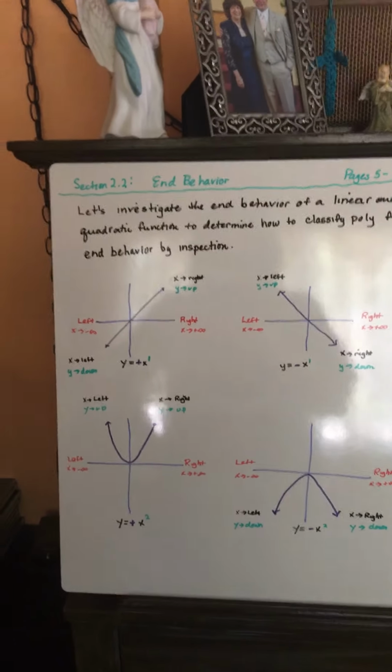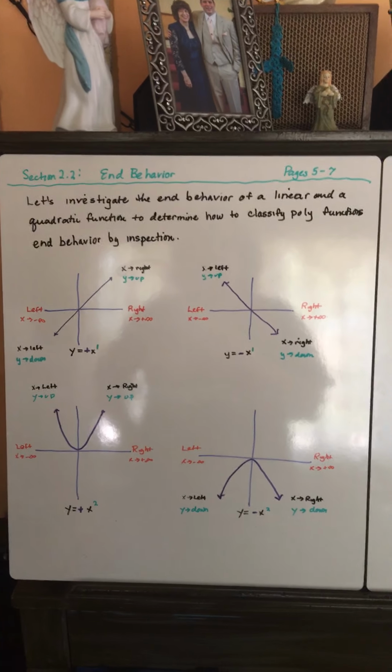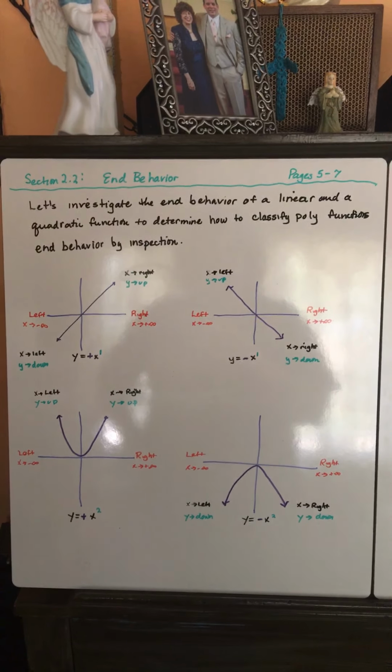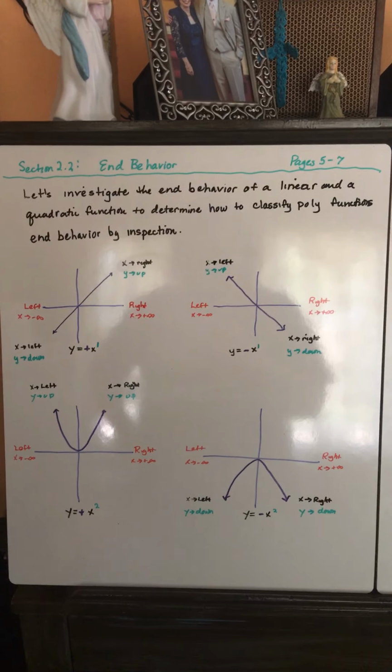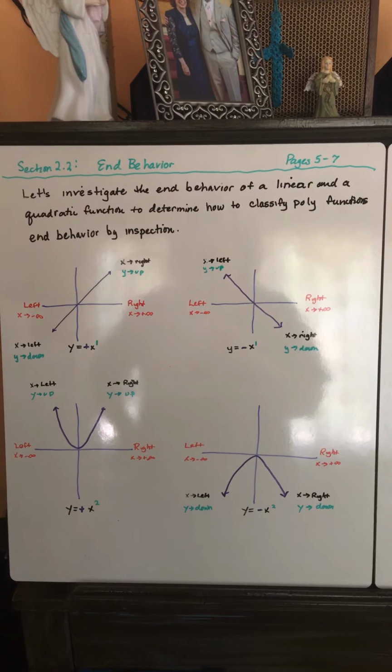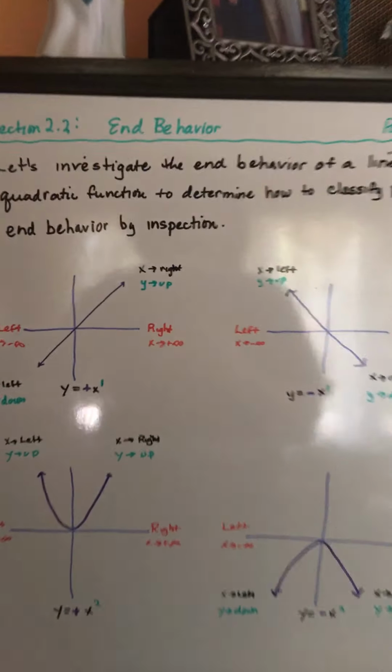All right, section 2.2 in behavior. This is chapter 2's notes, pages 5 and 7. We are going to investigate the end behavior of a linear function and a quadratic function to help us learn how to classify end behavior.